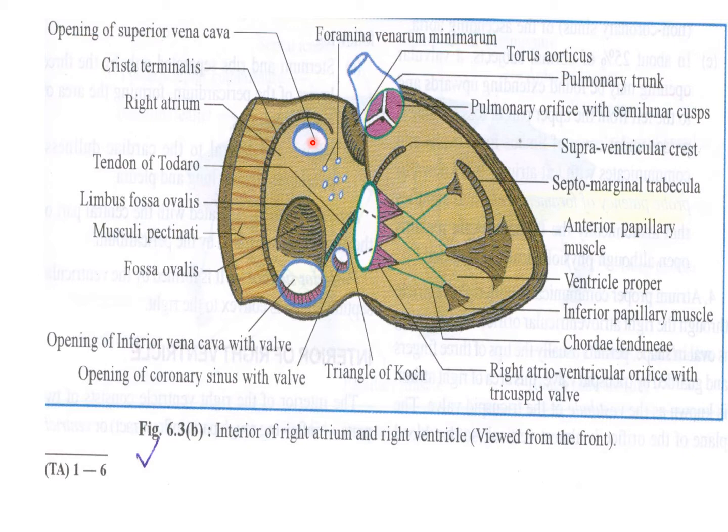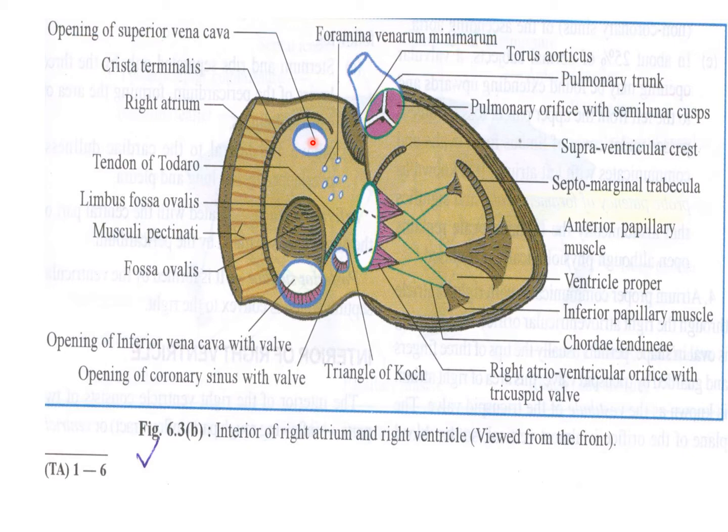It is situated in the upper and posterior part of the atrium, directed downward and forward, and conveys the venous blood from the upper half of the body. The opening is not guarded by any valve. So this is the superior vena cava opening. It receives the deoxygenated blood from the upper half of the body.